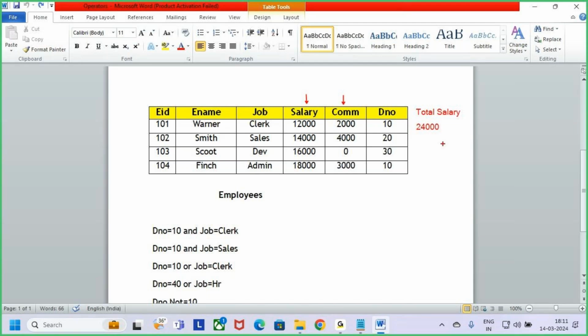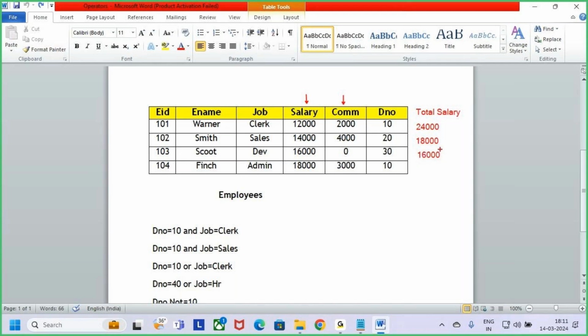And next, the second employee Smith, what's the basic salary? 14,000. What's the commission? 4,000. 14 plus 4, 18,000 is the total salary the employee is getting. And next, Scott, what's the salary he's getting? 16,000. What's the commission? No, he doesn't have any commission, guys. So the total salary is also 16,000.